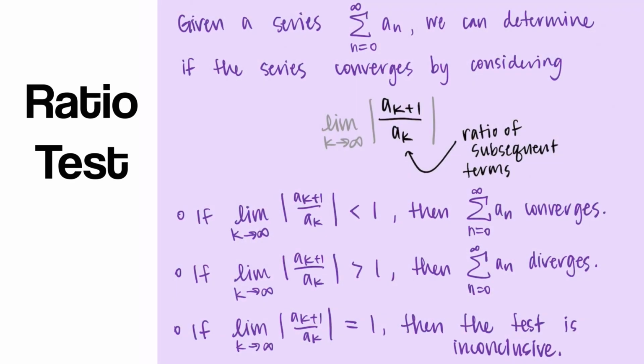Alright, welcome back. So in this video we are going to do 3 examples using the ratio test, one that is in each of the categories for either convergence, divergence, or being inconclusive. So as a reminder, this is the ratio test.